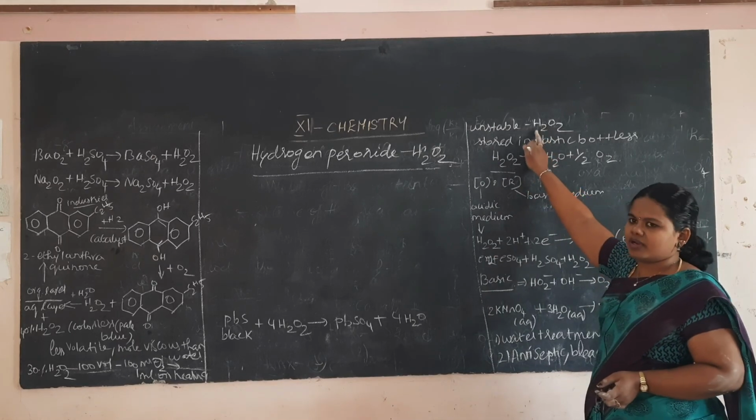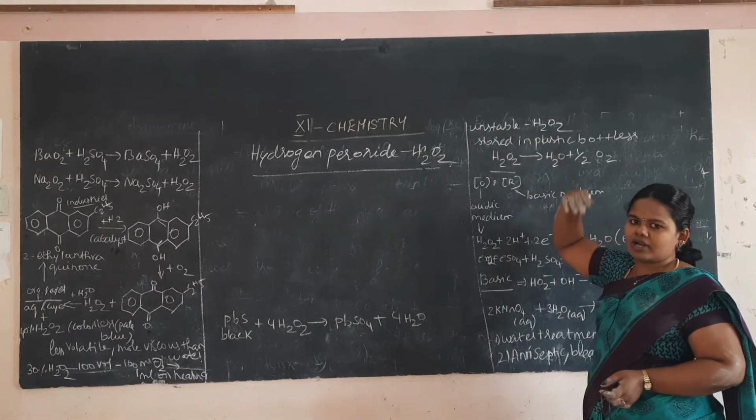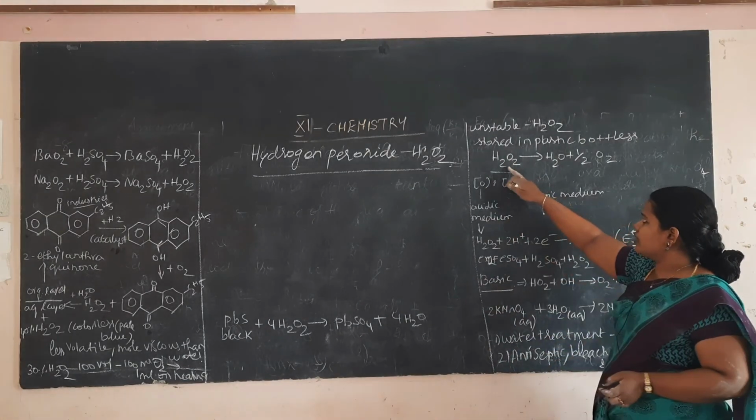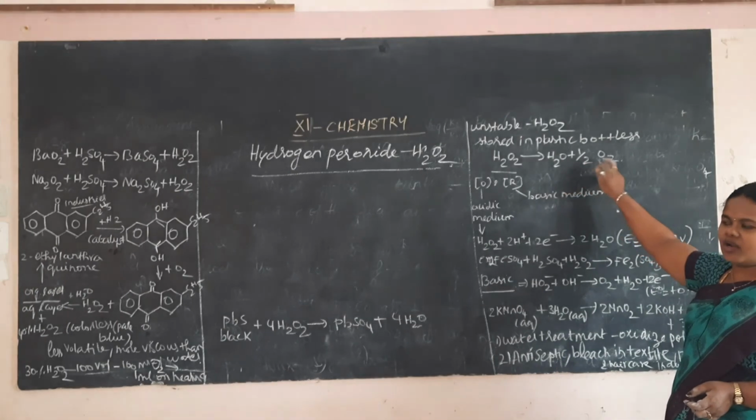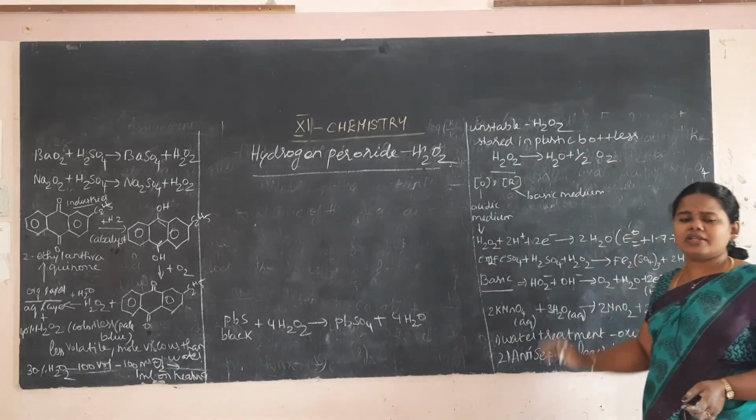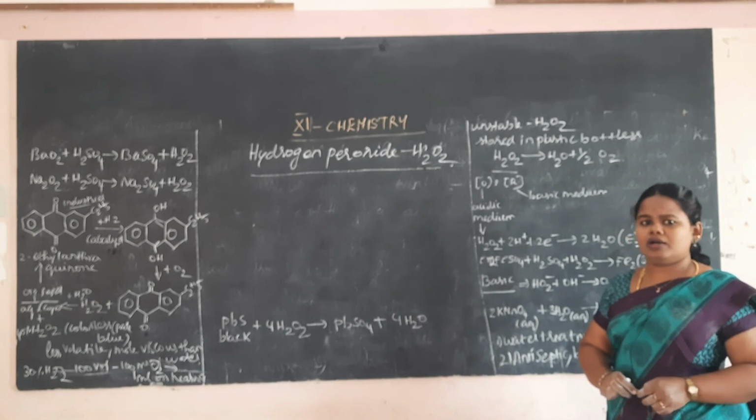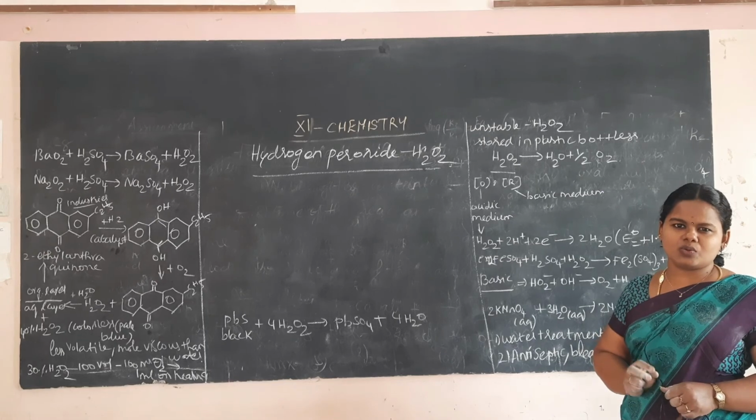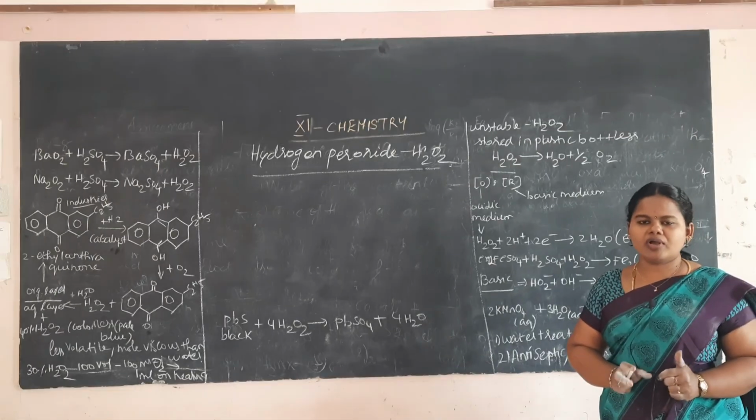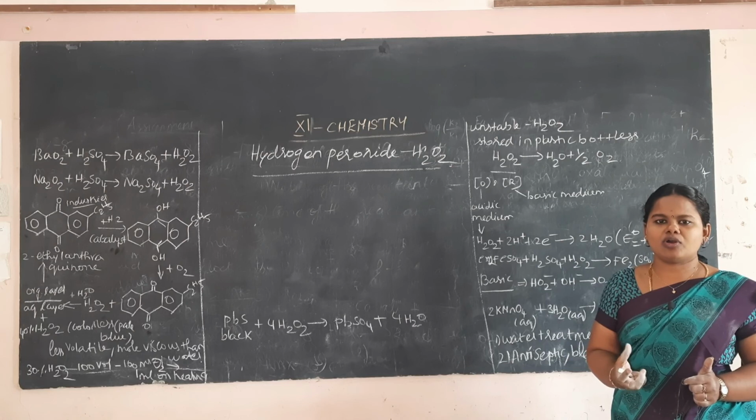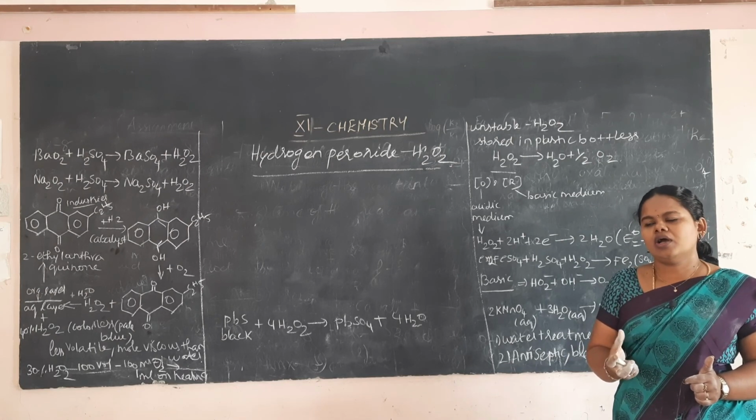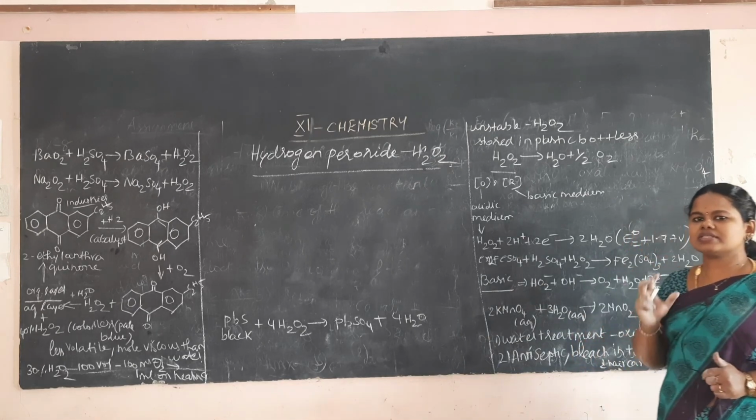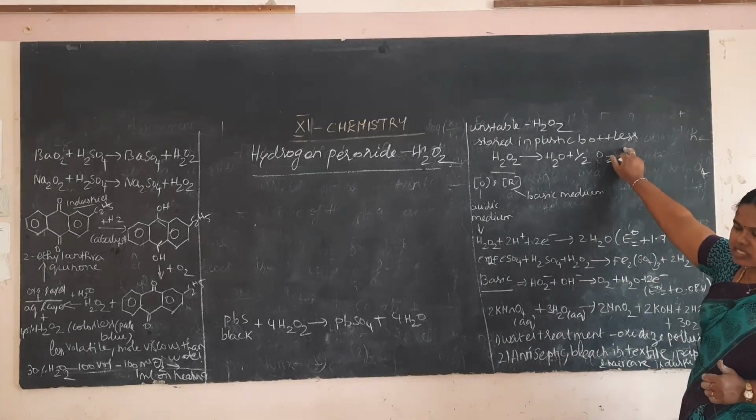Then it is unstable. Hydrogen peroxide is unstable, and it will undergo a disproportionation reaction or explosion. It can even explode. Hydrogen peroxide will get converted into water and oxygen. So hydrogen peroxide is not stored in glass bottles, because it will attack the glass or undergo a disproportionation reaction, since glass contains alkali metals. So it is stored only in plastic bottles. That is an important point.